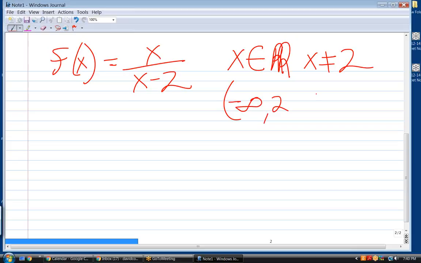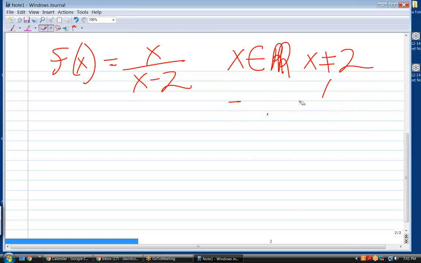And what's the rest of it? Do I need a parentheses or a bracket here? A parentheses. Okay, and then I need the union, parentheses or bracket? Parentheses. So that's that set. That's all real numbers except 2.